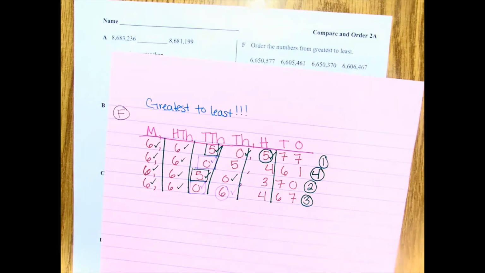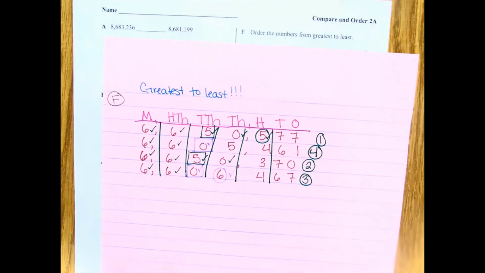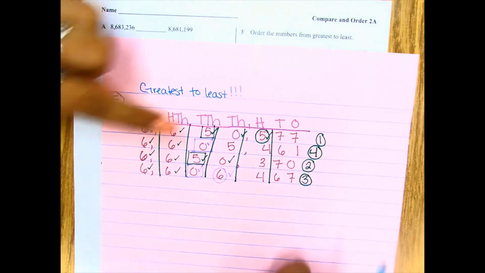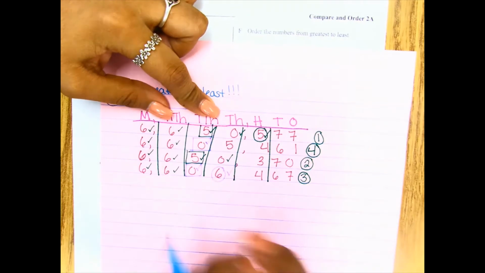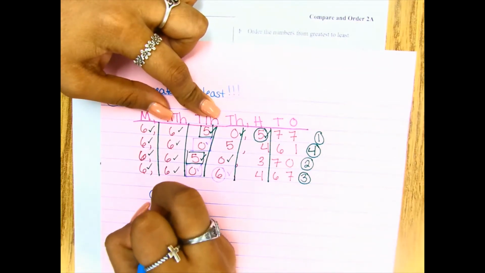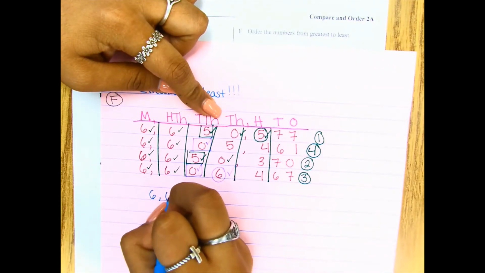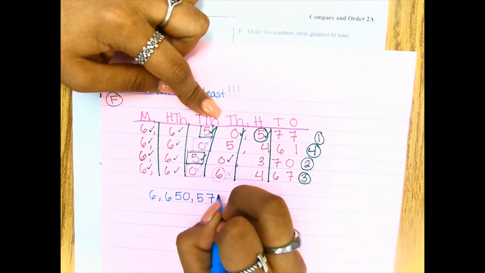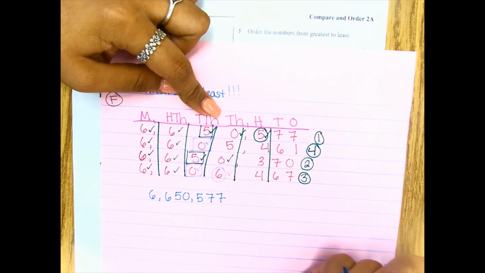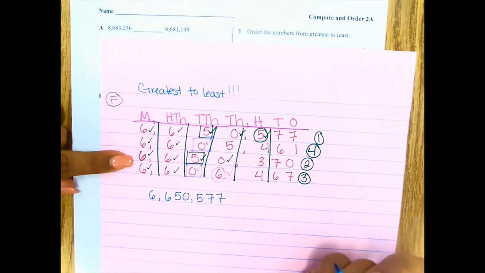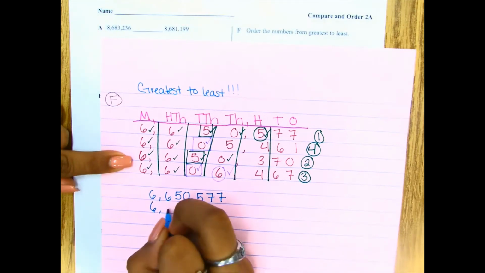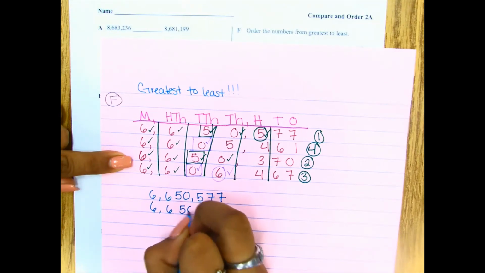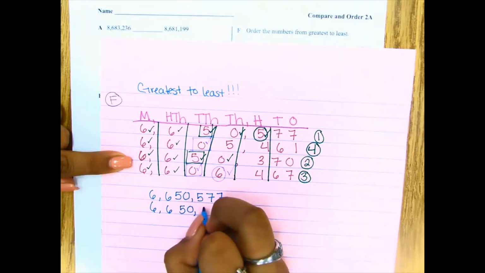So now I'm going to rewrite it. I'm going to write my numbers from greatest to least. So let's go ahead and write that. So my number 1 is right here. So I'm going to write 6,650,577. Now going on to my second place, 6,650,370.